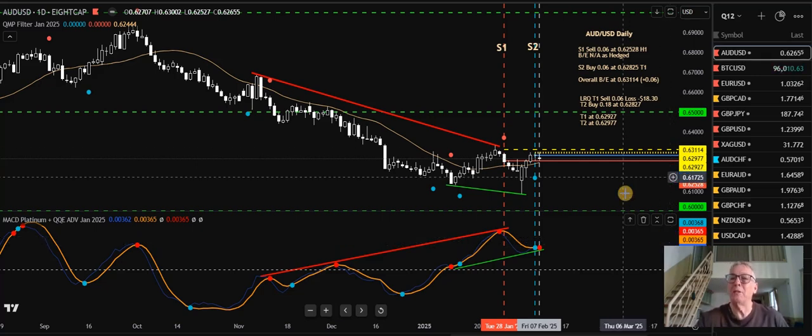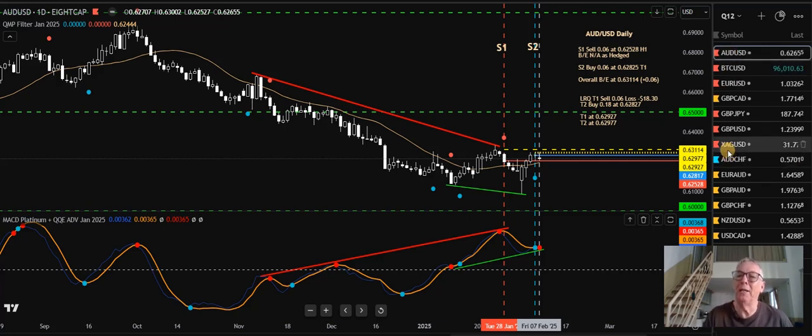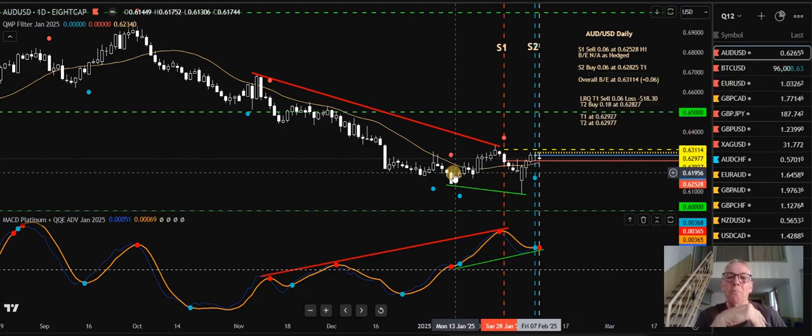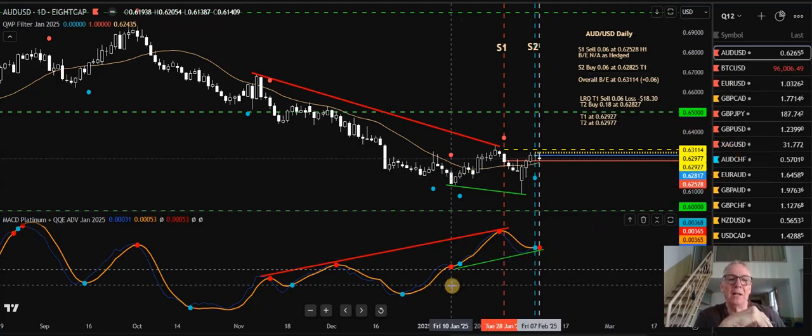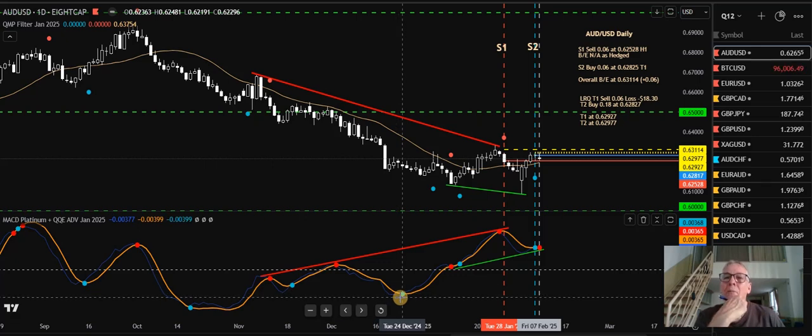Yeah, so these are the pairs I'm trading, the ones I'm mainly concentrating on. You've got your top 7 there. They're the fast movers. And the bottom 7 are the slower movers. So these ones I'm doing multi-sequence hedging. And these ones I'm doing traditional hedging. Loss recovery on the top half is based on the QMP dot, so every dot. And the bottom half loss recovery is based on a valid MACD platinum signal.